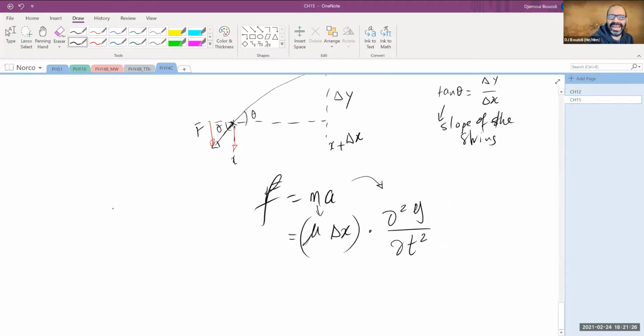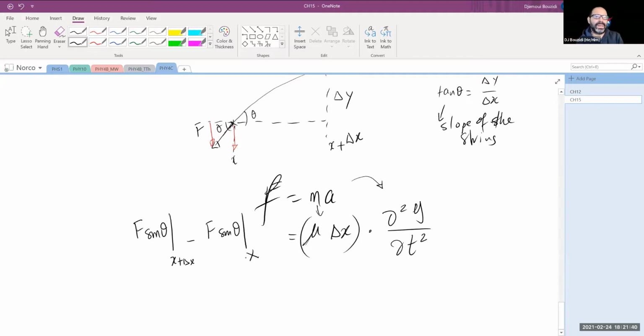So I have on one side F times sine of theta in the direction where we are at x plus delta x, minus F times sine theta on the side where we are at x. That's the only difference I have in mind. You guys see that? Sine of theta evaluated at two different locations, one on one side, the other on the other side.